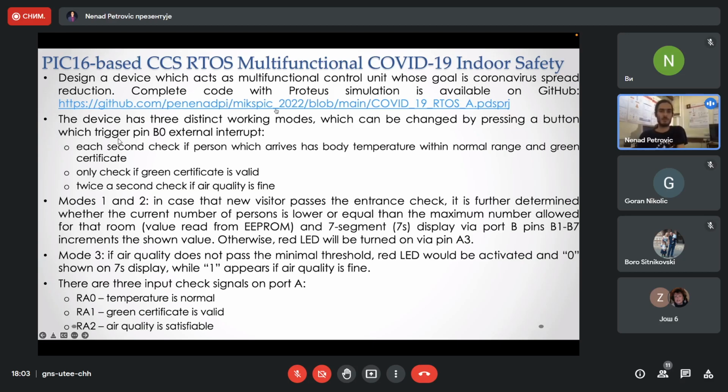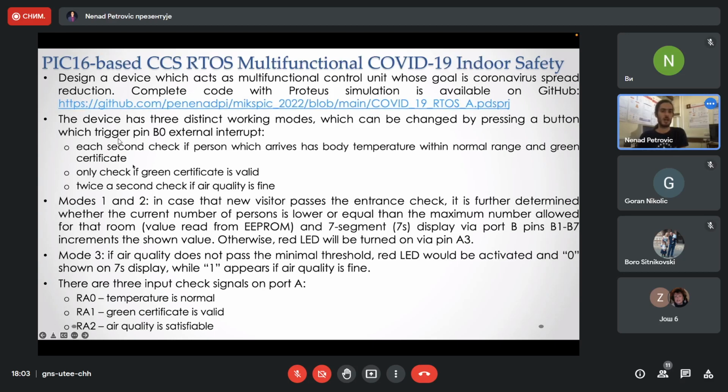On the other side, in the other course, microcontroller programming, we have a design of an embedded system, which is actually a control unit of an indoor COVID-19 safety multifunctional device. It makes use of a PIC16-based microcontroller and CCS RTOS implementation. The device has three distinct working modes. In the first state, it can check if a person who arrives has a normal body temperature and a green certificate, which is a valid vaccination certificate.